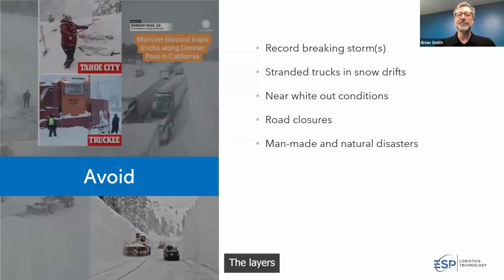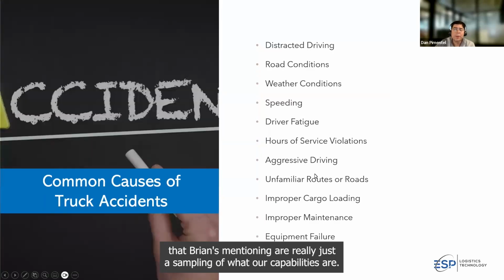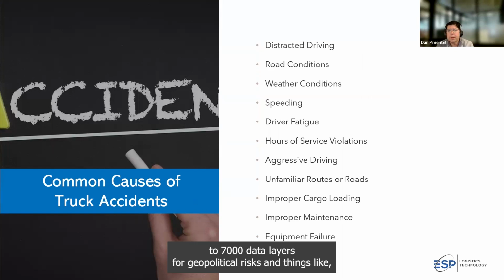Next slide there, Dan. Yeah, and the layers that Brian's mentioning are really just a sampling of what our capabilities are. We talked about fire, we talked about there's traffic, there's weather, there's wind, but we actually have access to 7,000 data layers for geopolitical risks and things like what are the theft patterns within certain areas of the country. So there's a lot more information and analytics that can go into these dashboards than just the 4 or 5 that we're talking about.